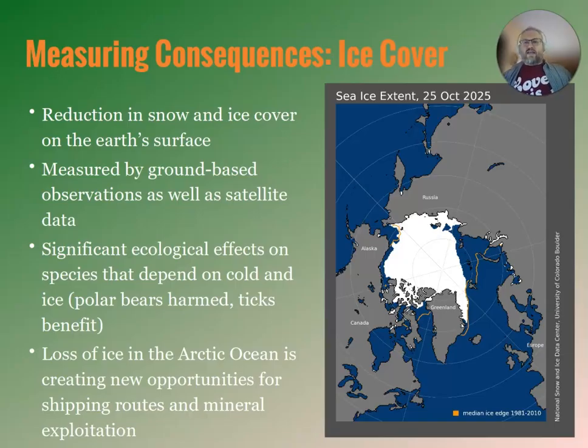And we know that these will have significant ecological effects on species that are affected by cold and ice. So one of the famous symbols of climate change is polar bears getting stranded by loss of sea ice. So polar bears need to move around on that sea ice as they go hunting for prey and so forth. And so if that sea ice is melting, they can't do that. That is bad for polar bears.